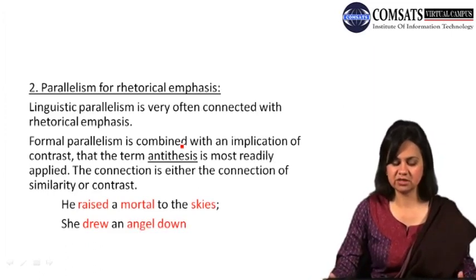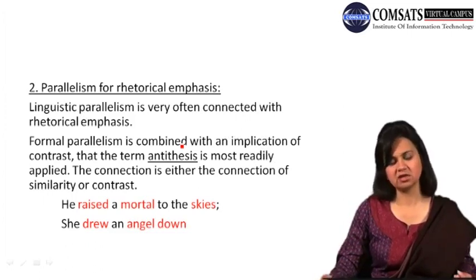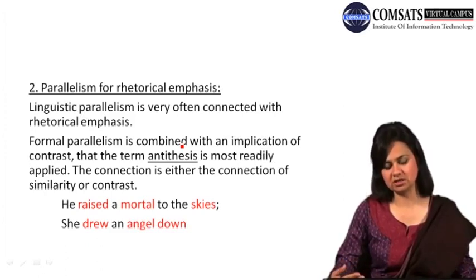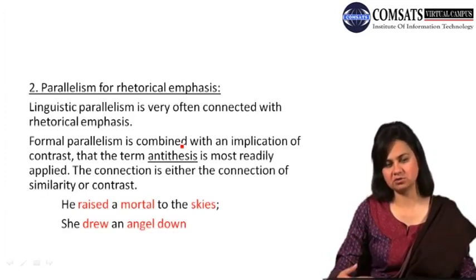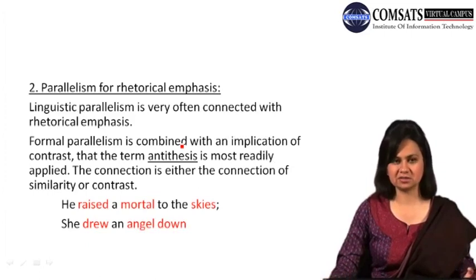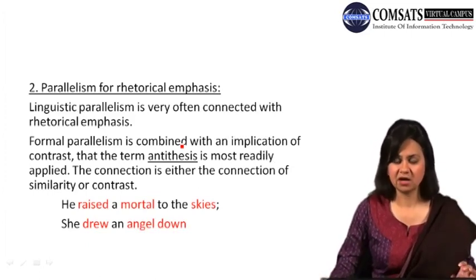The relationship between the verbs in these lines is that of similarity as well as of contrast. The similarity lies only at the level of structure, the selection of verbs and subjects as he and she, and the contrast lies at the level of the opposition in the actions. Raising is the opposite of drawing down, mortal is the opposite of angel, sky is the opposite of earth or down. So look how the contrast is creating emphasis. How is it emphasized now? That is what is to be understood.